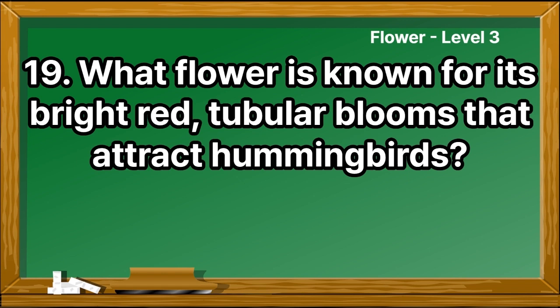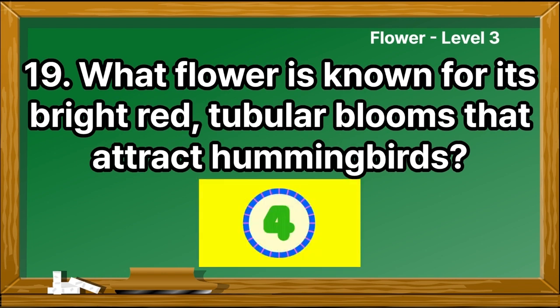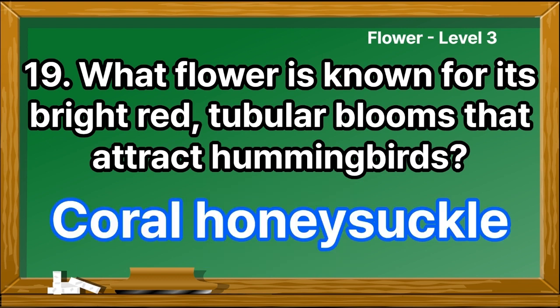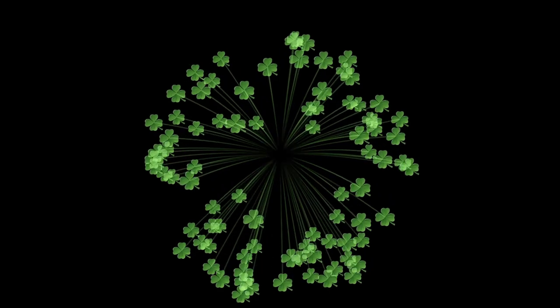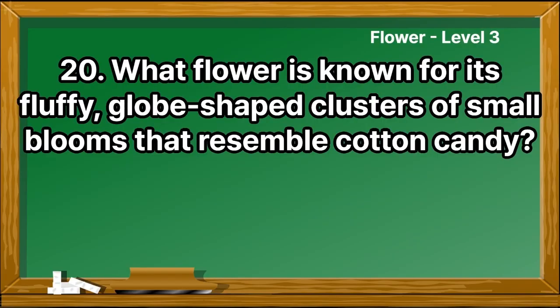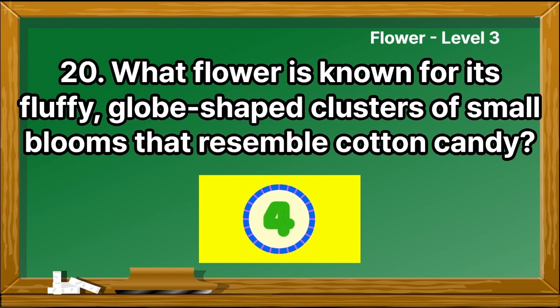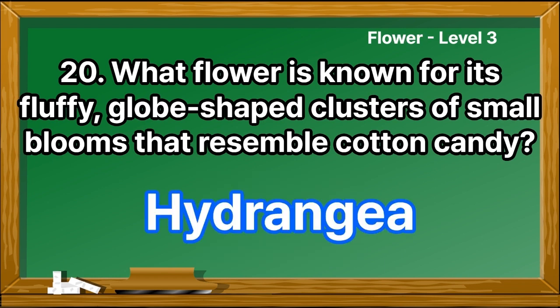What flower is known for its bright red, tubular blooms that attract hummingbirds? Coral honeysuckle. What flower is known for its fluffy, globe-shaped clusters of small blooms that resemble cotton candy? Hydrangea.